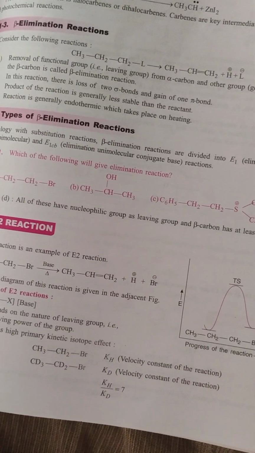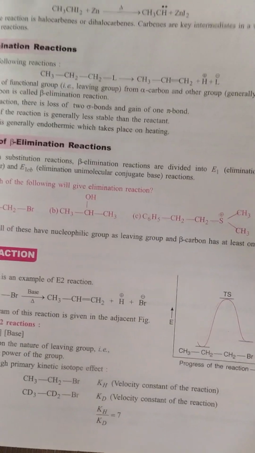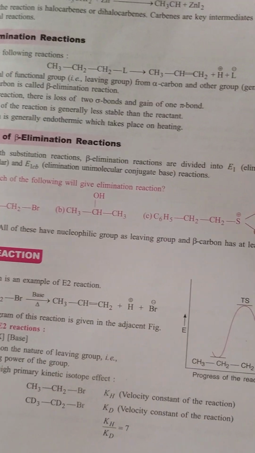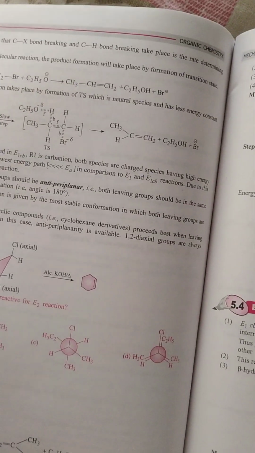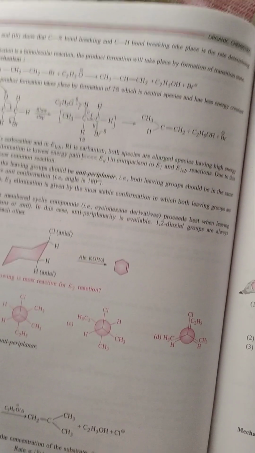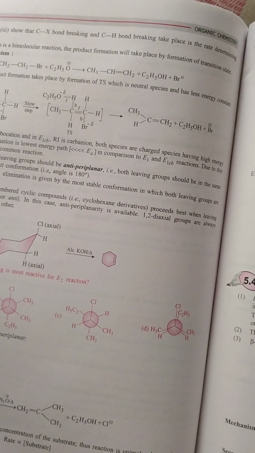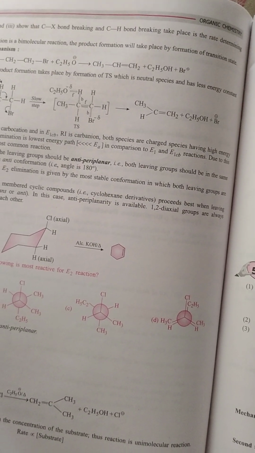The reaction has a high primary kinetic isotope effect. The velocity constant of the reaction, kH divided by kD, equals 7. Results two and three show that the carbon-halogen bond breaking and the carbon-hydrogen bond breaking take place in the rate determining step. Since the reaction is a bimolecular reaction, the product formation will take place by the formation of a transition state.